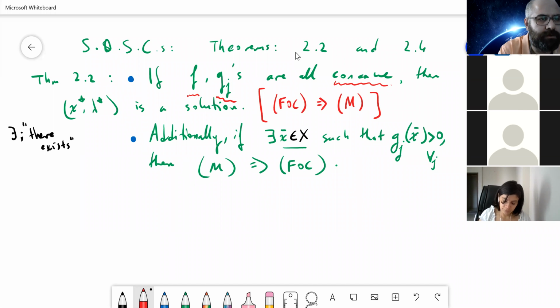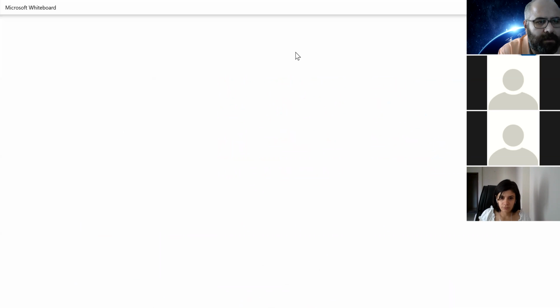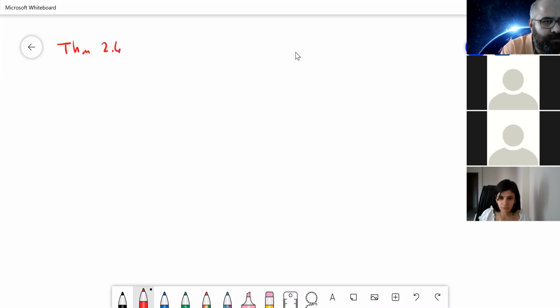Now let me show you theorem 2.4. Okay, so again, this is from Takayama, theorem 2.4. And here it goes. Let me check the notation.